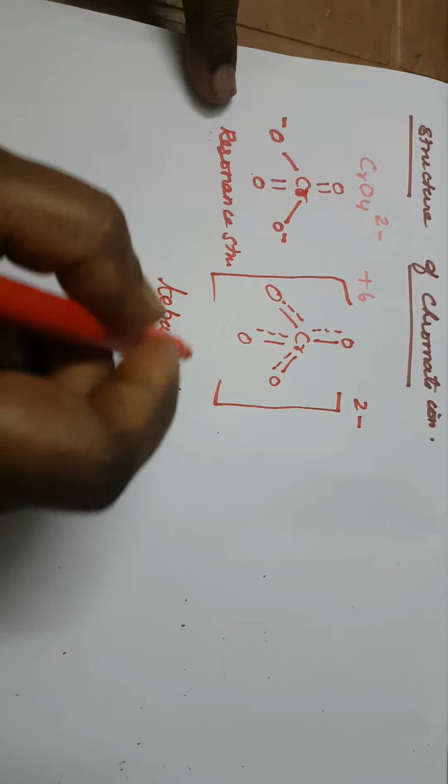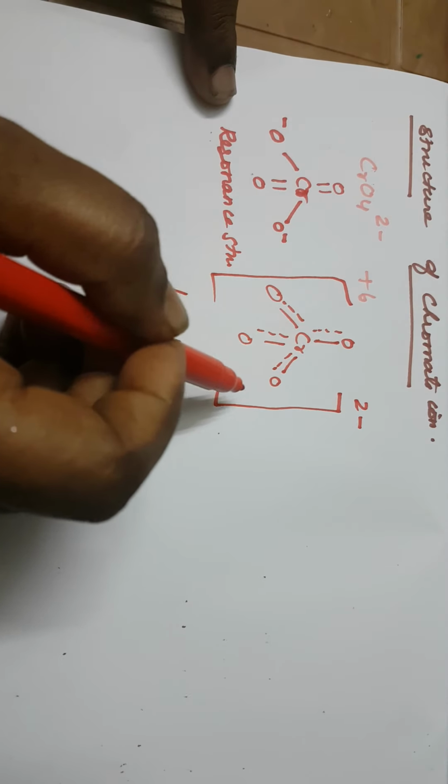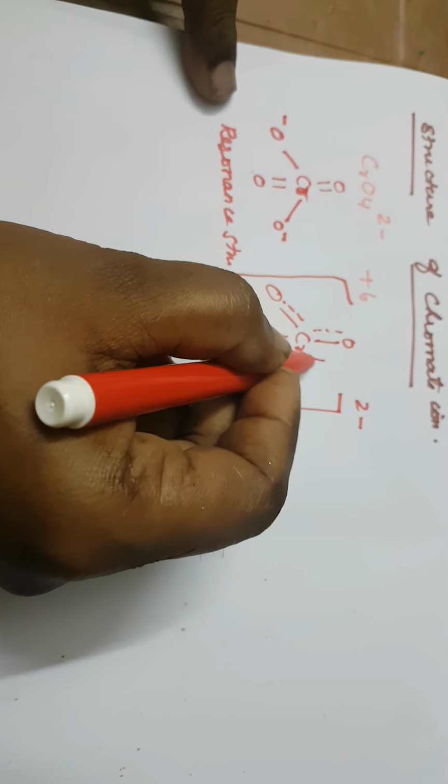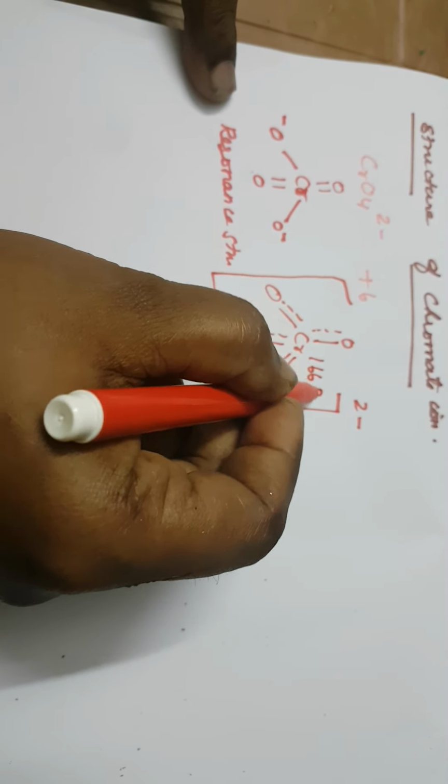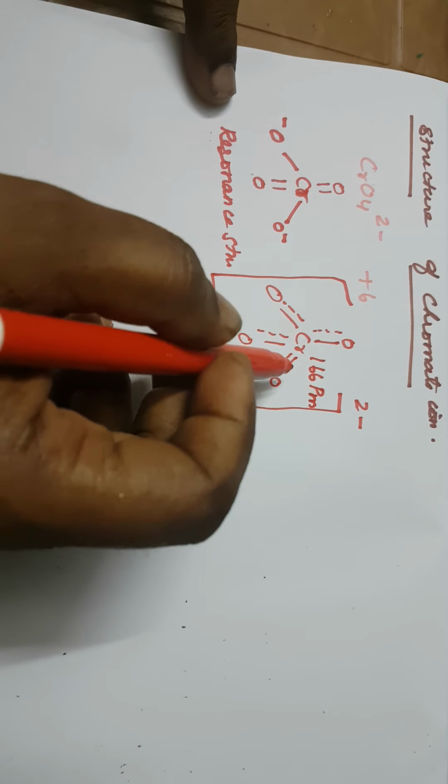Tetrahedral. On all sides, the oxygen chromium bonds are equal. That is 166 picometer. That is the length, the distance between the chromium and the oxygen, 166 picometer. This is the structure of chromate ion.